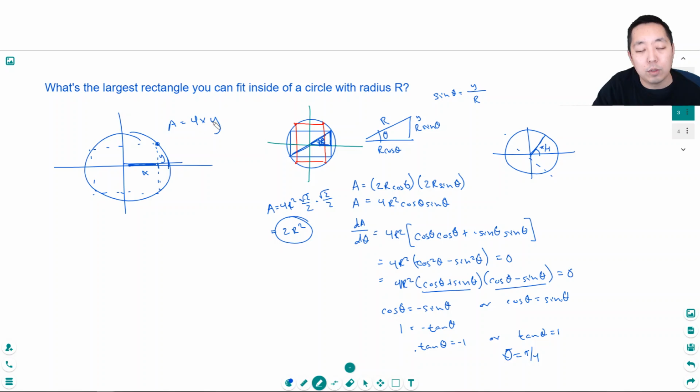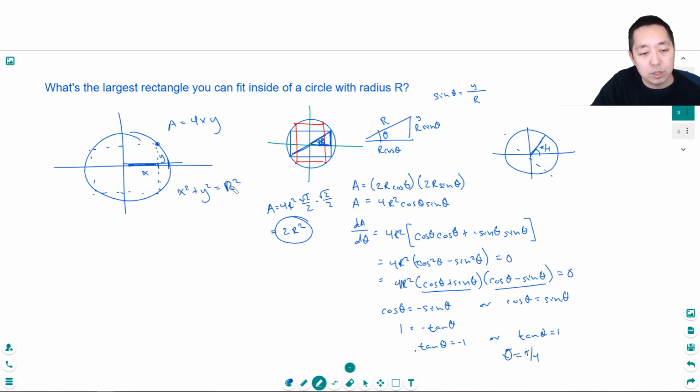But this is not multivariable calculus, so we're not using Lagrange multipliers or a more complicated task. I need to put this in a single variable. So how do x and y relate? Well, x and y are related by this equation of a circle, x squared plus y squared equals r squared.